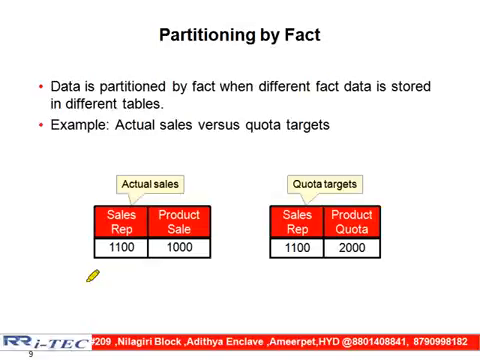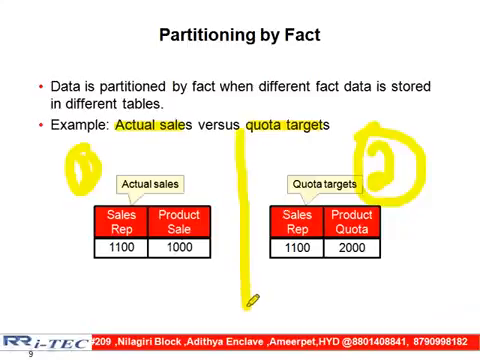Let's say partitioning by fact. Data is partitioned by fact when different fact data is stored in different tables. Example, actual sales data is stored in one table and quota targets table data is stored in a second table. So actuals data is available in one table, targets data is available in another table. If you maintain the tables this way, it is called partitioning by fact.